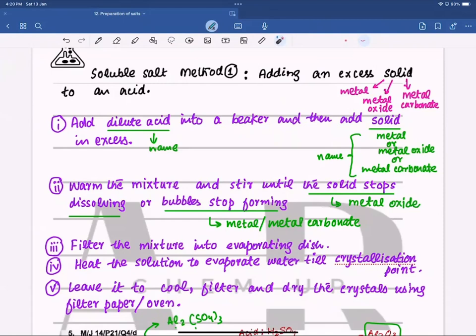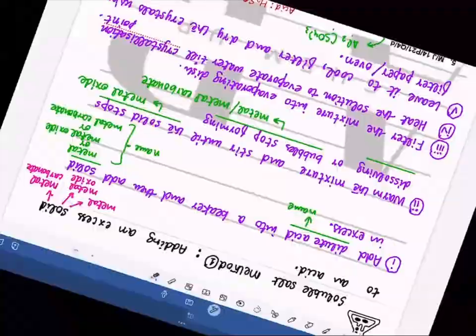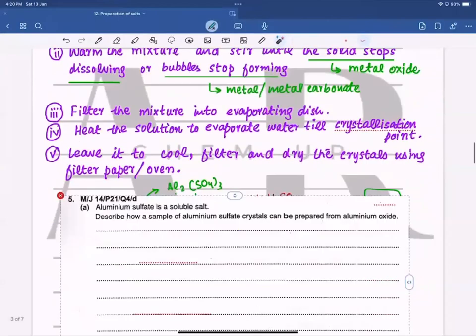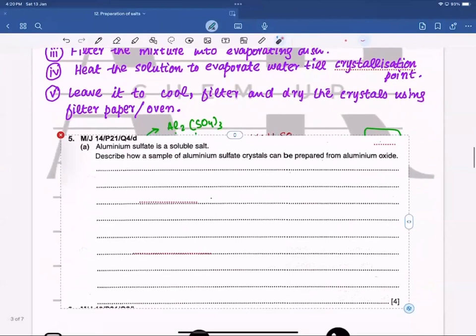Yes, everybody noted down? Yes, sir. Okay. Now have a look at the question. This question is actually related to only this method.